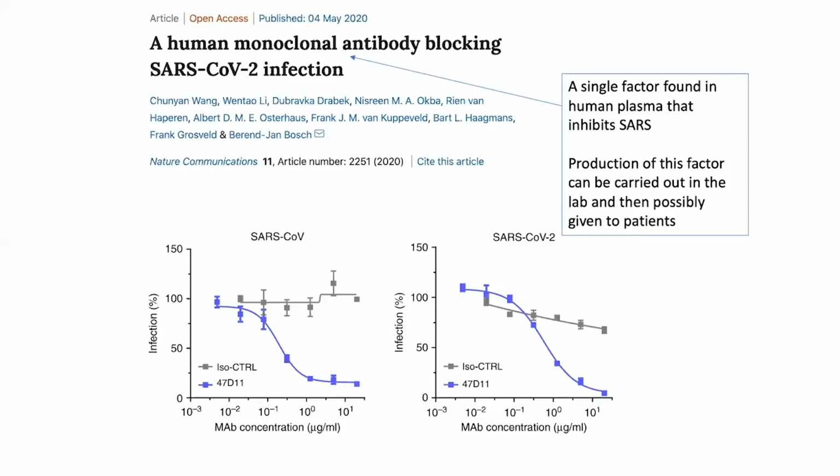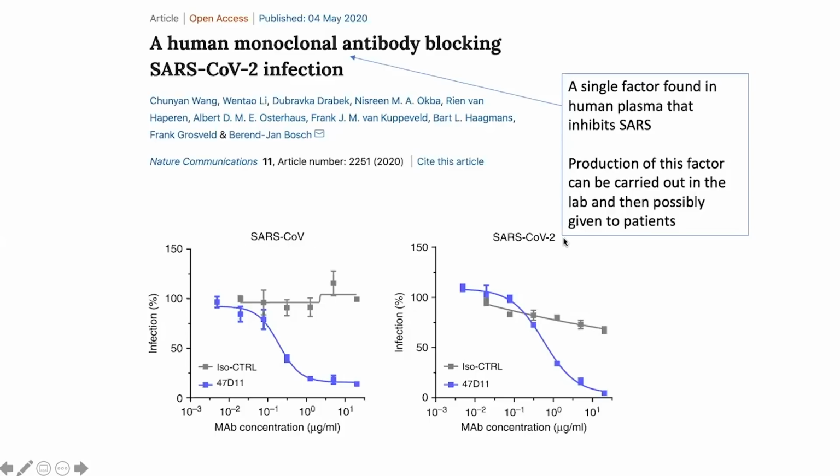What you're delivering in that plasma is antibodies. And what this is doing is identifying a human antibody, a single one. That's why it's called monoclonal. And you can even produce these in the lab, and then administer them as a therapy. It turns out that the one they've identified is named 47D11.